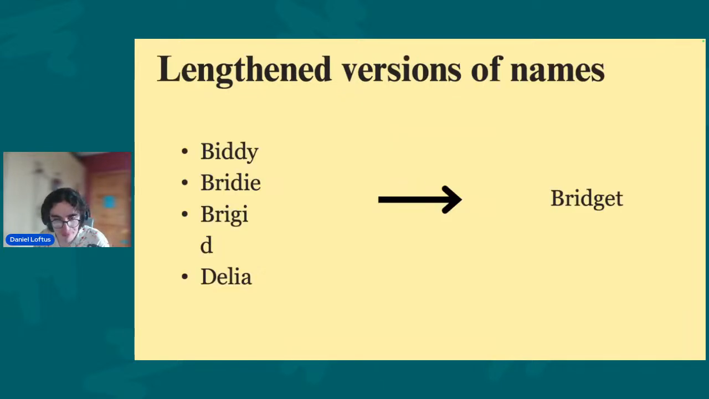So, speaking about lengthened versions of names. I do apologize for this, it was fine when I was making it. Now it's gone around. So, if I had Biddy, Bridie, Bridget, or Delia, these would all trace back to Bridget. And granted, Brigid and Bridget are interchangeable, so you could swap either one out, but I just did that as the root name, as I call it.